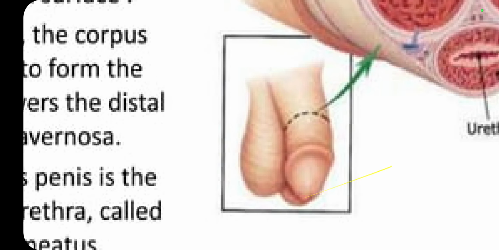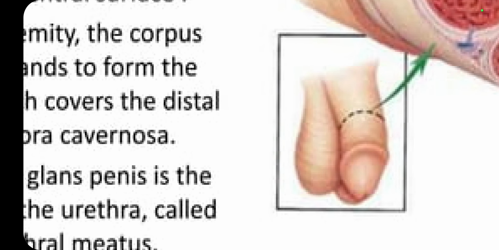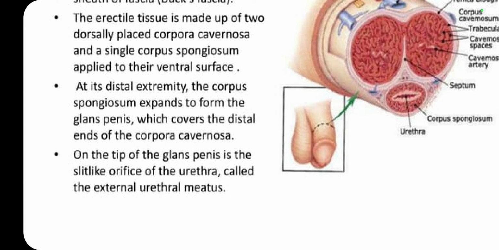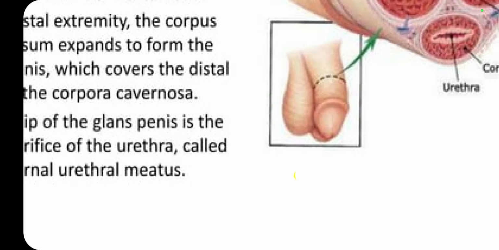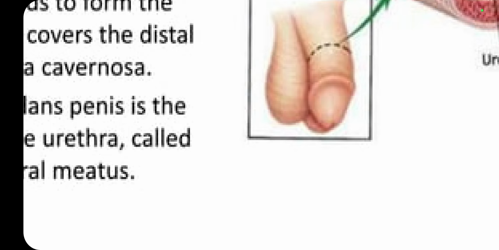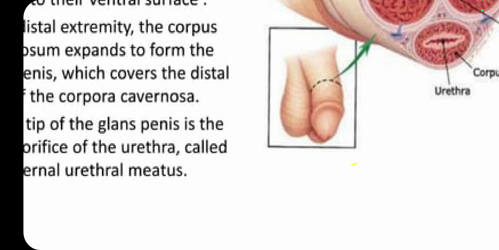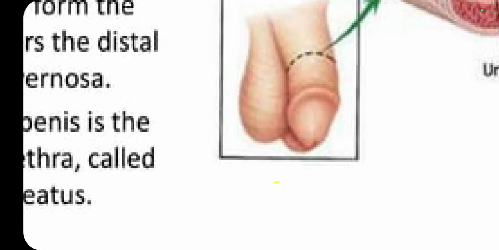On the tip of the glans, or the tip of the penis, as you can see here, that tip is a slit-like orifice of the urethra, and it is called the external urethral meatus. If we're trying to figure out what an orifice or slit-like orifice is, it is basically the opening of a tube or a pipe. As you can see here, the topmost part of the penis you can see as a tube or a pipe, or basically a small circle of area.